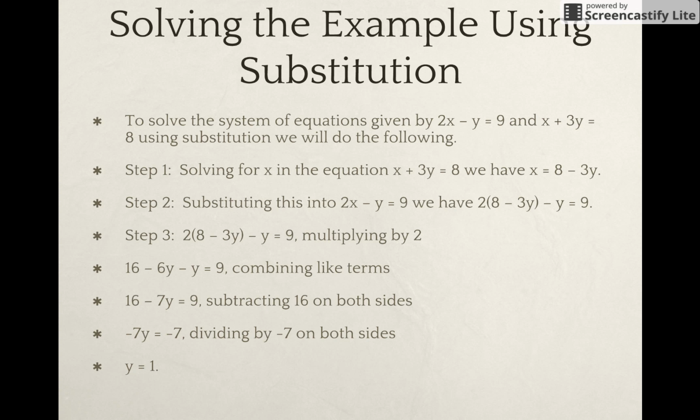In step 2, instead of using x, we will use the statement 8 minus 3y. So when we look at 2x minus y equals 9, again, instead of using an x, we're going to use the equivalent name for x that we found in step 1, which is 8 minus 3y. And from there, we're going to solve for y. So in step 3, we begin that process of solving for y. And finally, once we go through all those steps to solve this equation, we find that y is equal to 1.